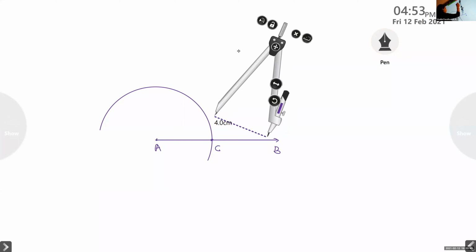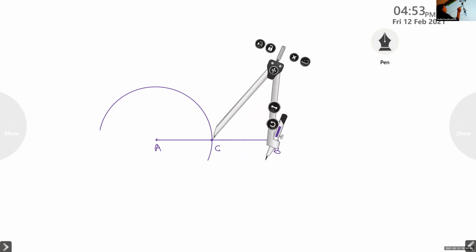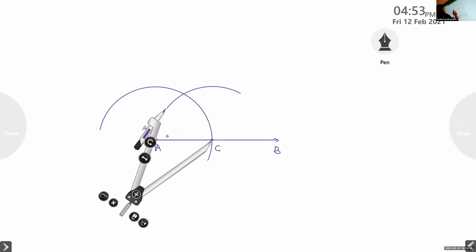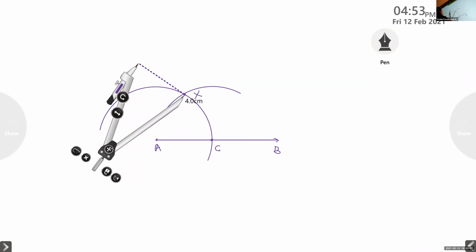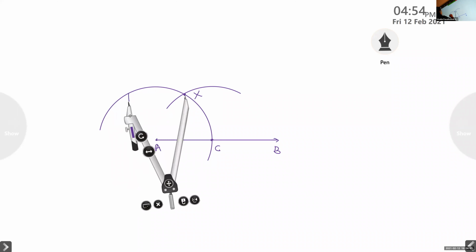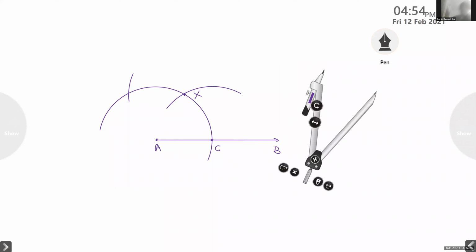And again you have to move the compass and keep it at C and cut the arc here. That point is X. And keep our compass at X, and once again you have to cut the previous arc. Clear, children? So two cuttings. And join this and this.